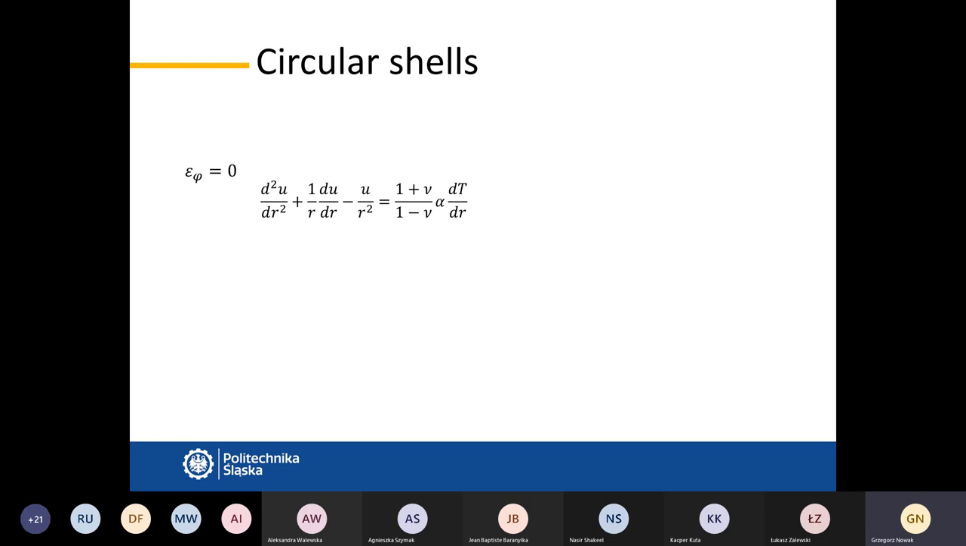Generally, the strain in phi direction is zero because it's fully symmetric. So there is no movement in this tangential direction, so epsilon phi is zero. So the equation for deformation, for deflection of this beam displacement, is written because the problem can be formulated as a stress problem, so a combination of forces or, in consequence, of stresses, or in terms of deformation. It depends on what information we have about the system.